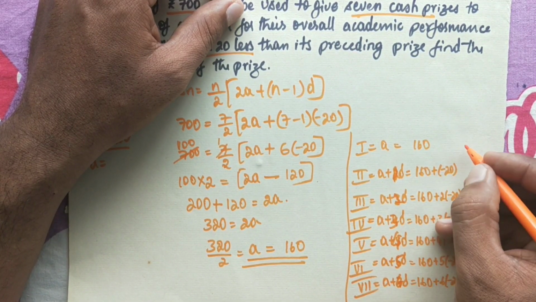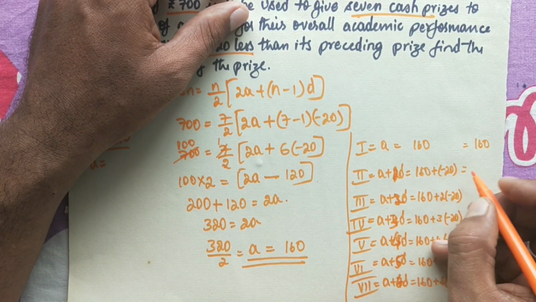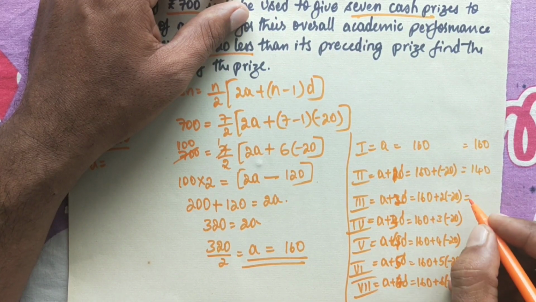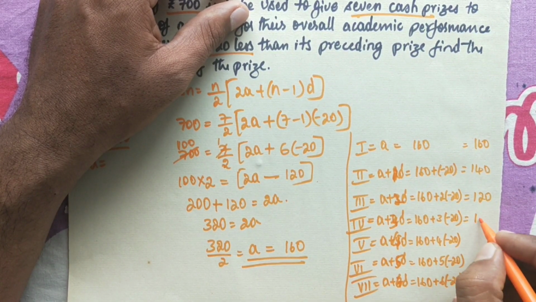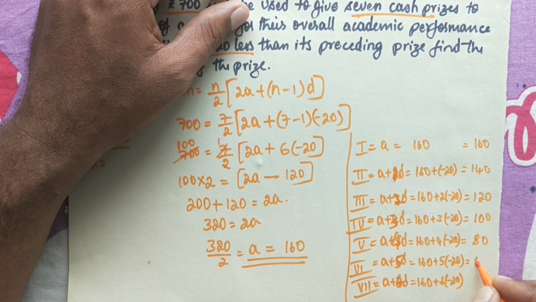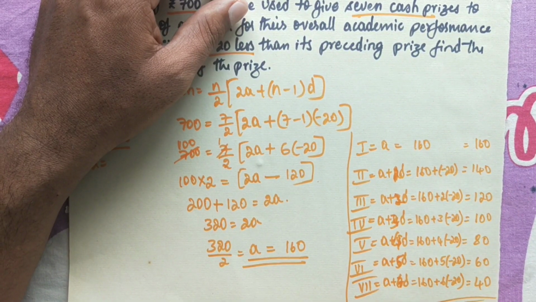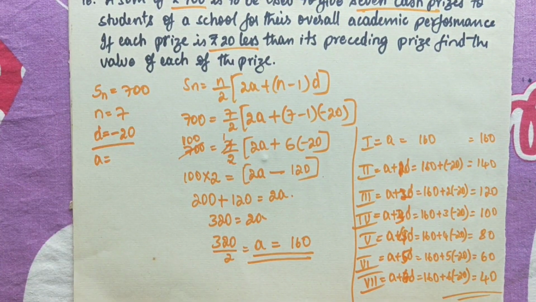So it will be equal to 160, 160 minus 20 is 140, 160 minus 40 is 120, likewise minus 20 means 100, here 80, here 60, here 40. The sum of all these prizes is equal to 700. So here it completes this problem.